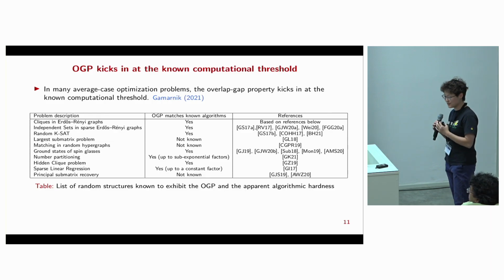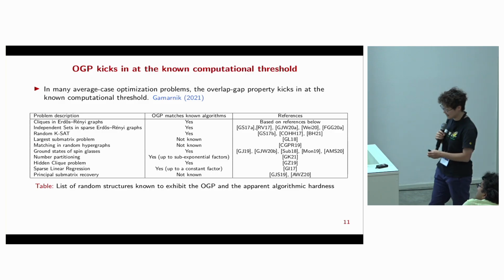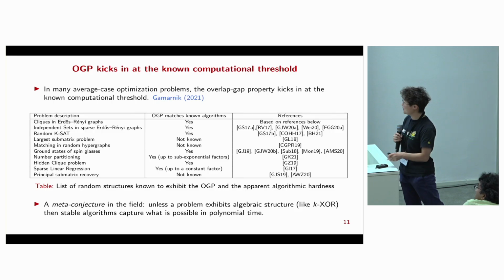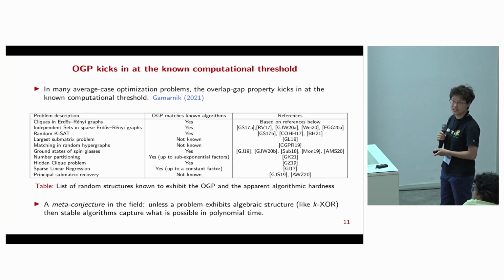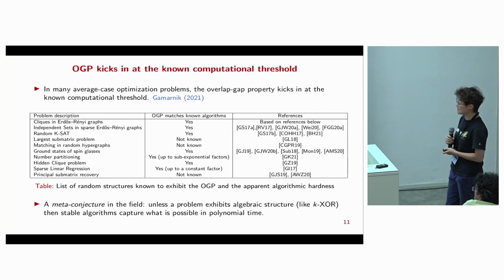So in other words, whenever you observe some format of OGP, this seems to coincide with the phase of hardness. And this makes people think, is it really the case that there's a meta conjecture in the field which says that unless a problem has certain algebraic structure, like KXOR or something that can be solved by Gaussian elimination, then stable algorithms capture what is possible in polynomial time?